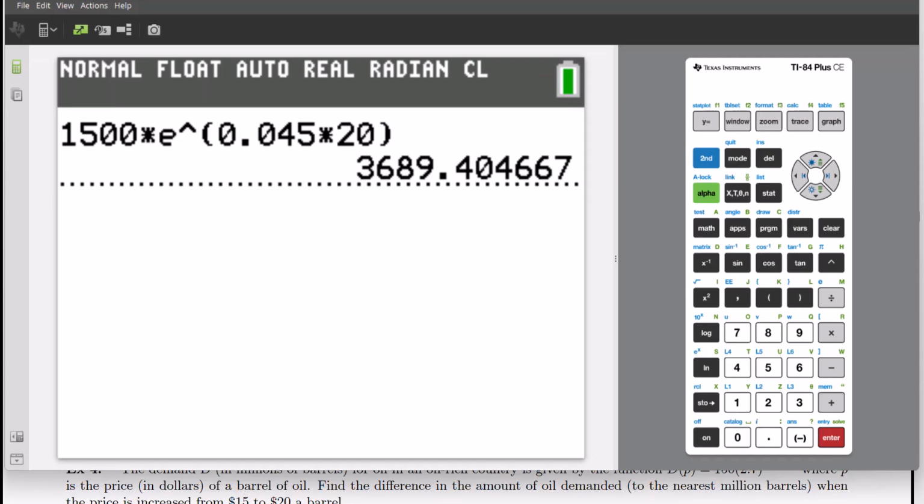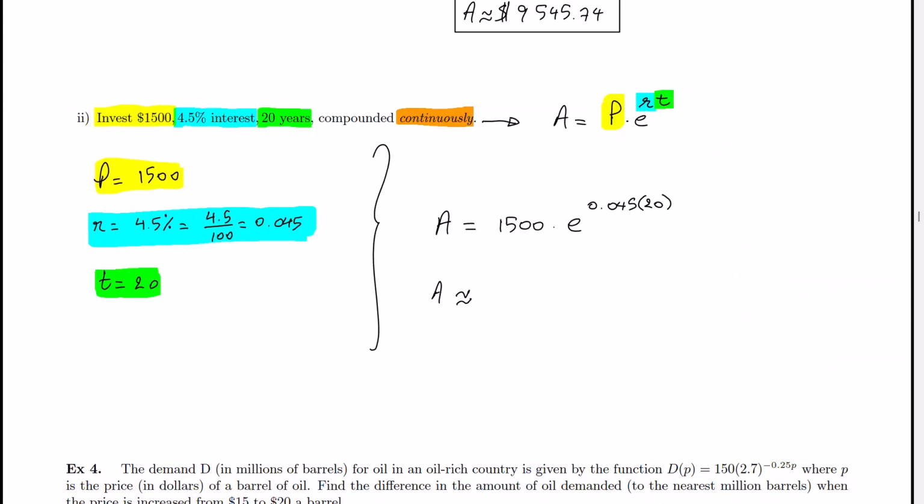And the answer is 3689.404. So we're just going to round it down to 2 decimal places. So it's going to be 3689.40. And that's what we're going to record over here on our page, 3689.40. So $3,689.40. That's the final answer.